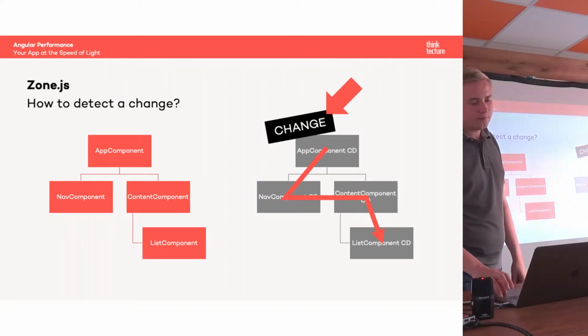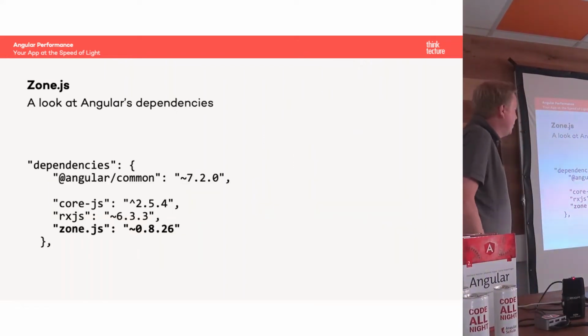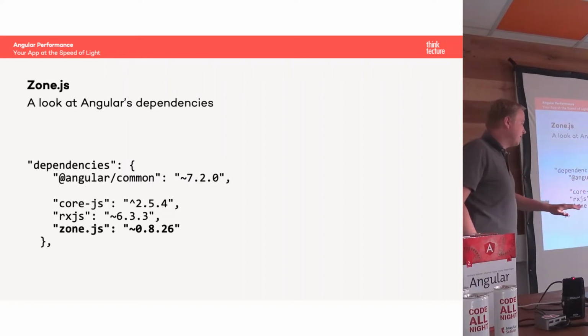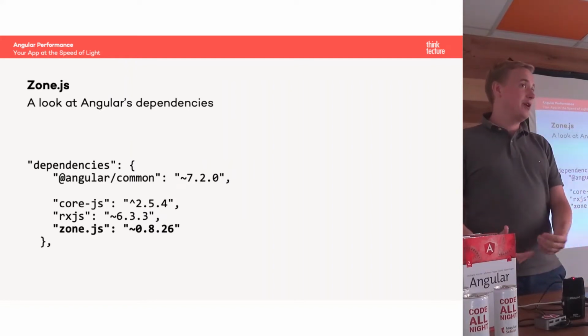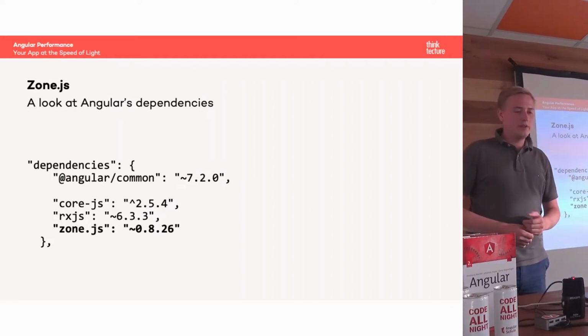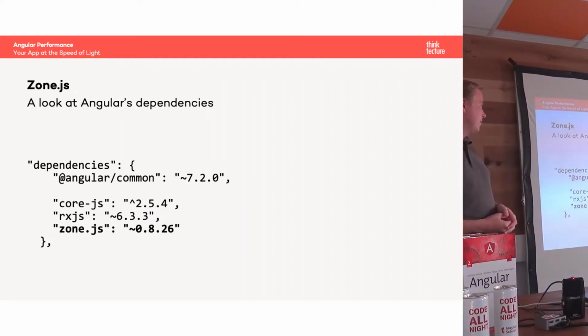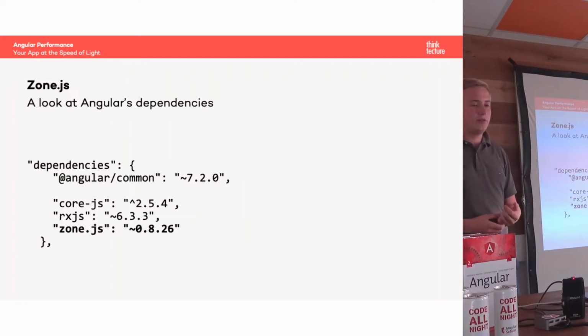And if you have a look at Angular's dependencies, I'm pretty sure you've already stumbled upon the Zone.js entry. Now, Zone.js is a library which is provided by the Angular team, interestingly. That's something that they have created. It's of course also open source, and you can find it on GitHub, and it's in the Angular organization also.